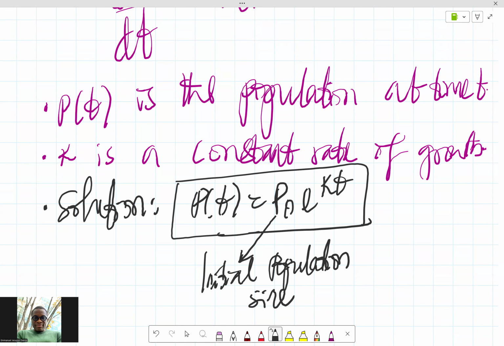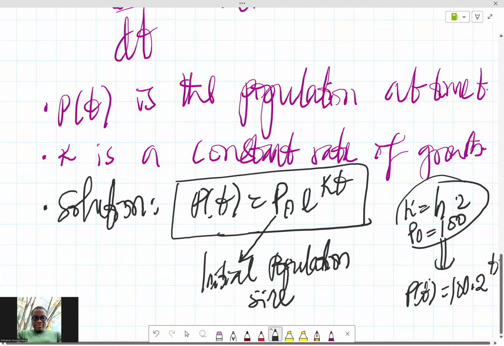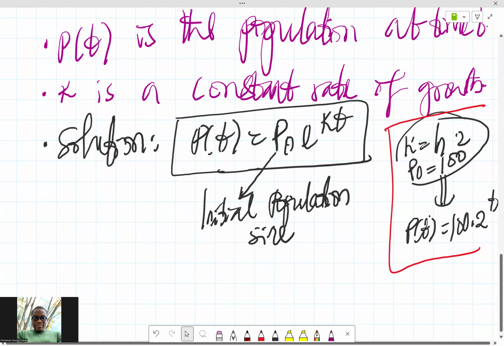This is possible, for example, if a population of bacteria doubles every hour. In that case, we are assuming that k is equal to ln 2, and there are initially 100 bacteria, that is, P naught is equal to 100 when we started out. So the population at time t is going to be P(t) = 100 times 2 raised to power t, basically. That's a specific situation like that.